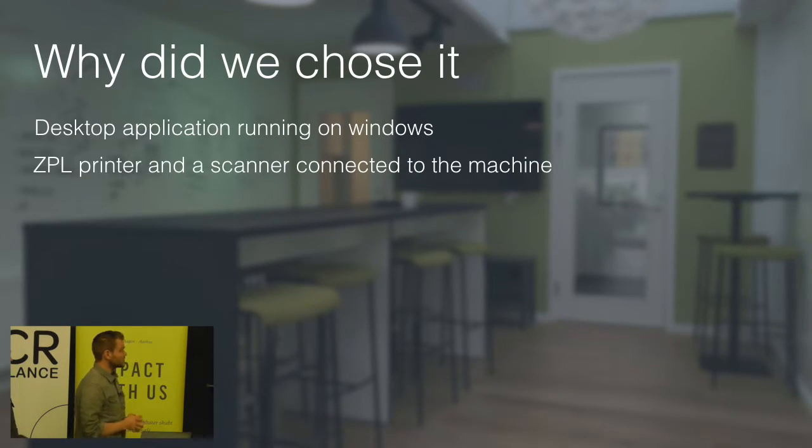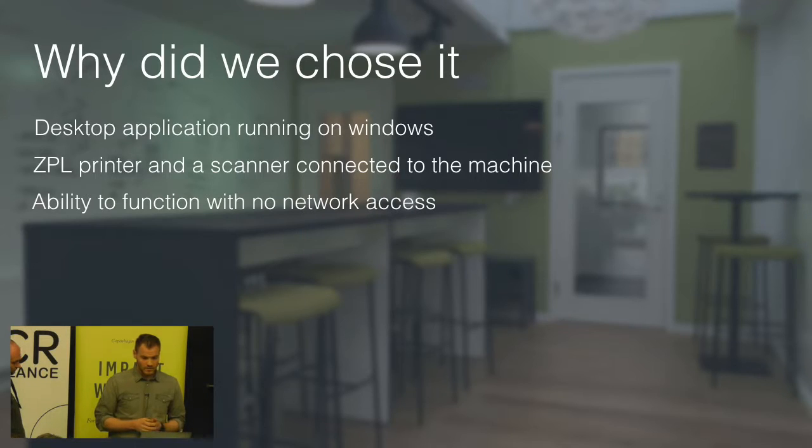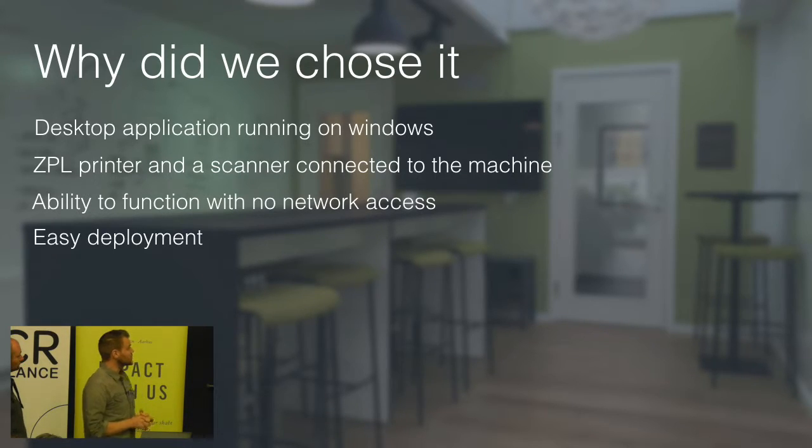The machines are regular desktop machines out there with a ZPL printer, a barcode printer, and a barcode scanner connected to the machine. So we needed the native access. We also needed the ability to function with no network access, because sometimes they lose access for various reasons. And they also wanted easy deployment.